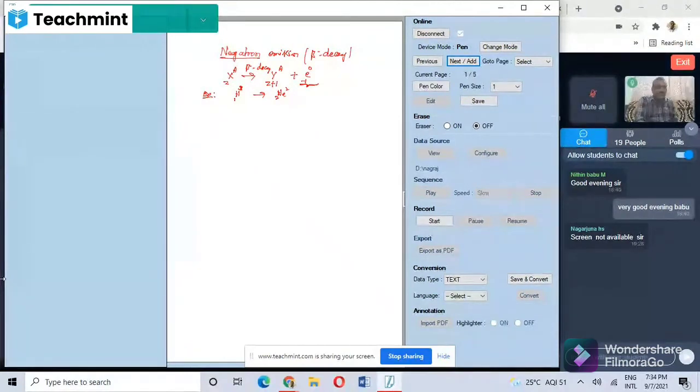Hydrogen 1, 3, that gives rise to helium 2, 3.